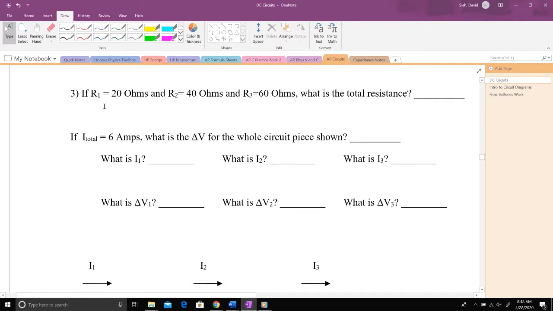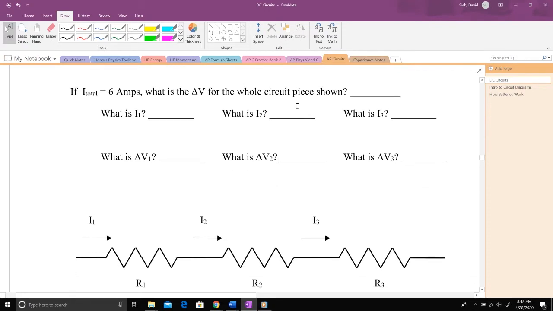They're giving us the values for them, 20 ohms, 40 ohms, 60 ohms. I'm just going to go ahead and label that right on the diagram. Something I'm going to tell you is that whenever I do circuit problems, it is best to just go ahead and write right on the diagram. 20 ohms, 40 ohms, 60 ohms. Those are my 3 resistances.